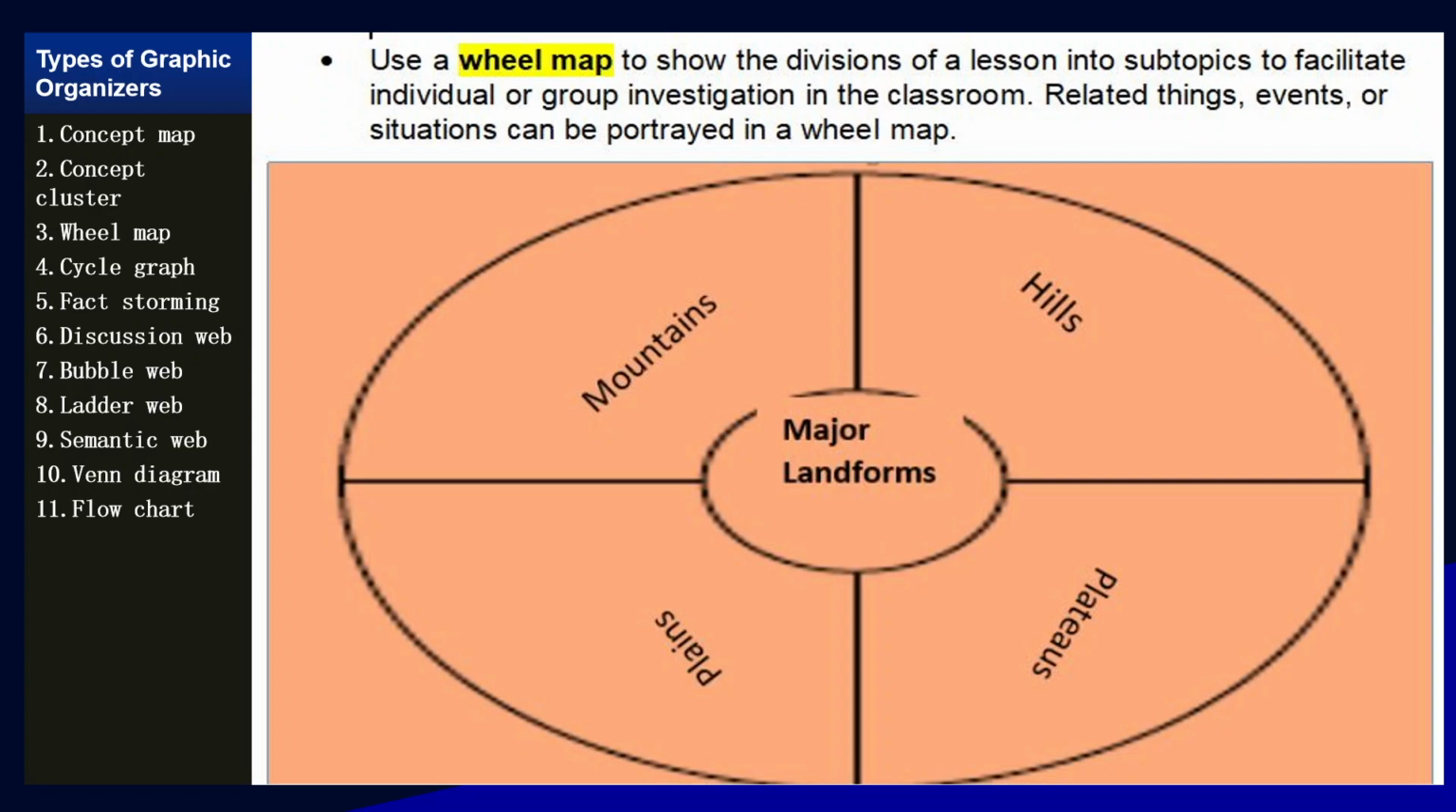Number three is the wheel map. While concept maps and concept clusters connect to the main topic, a wheel map divides, showing the division of a lesson into subtopics to facilitate individual or group investigation. A classroom-related event or situation can be portrayed in a wheel map. For example, major landforms: it divides what the major landforms are, mountains, hills, plateaus, and plains. So this is a great example here.